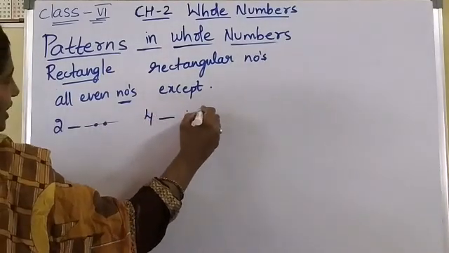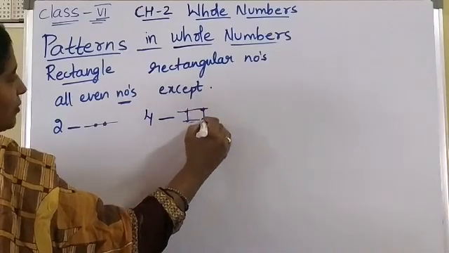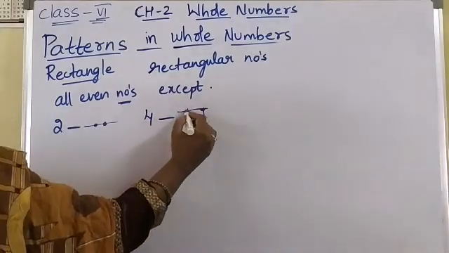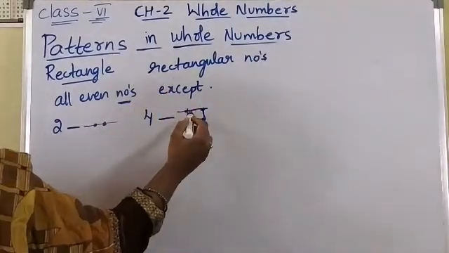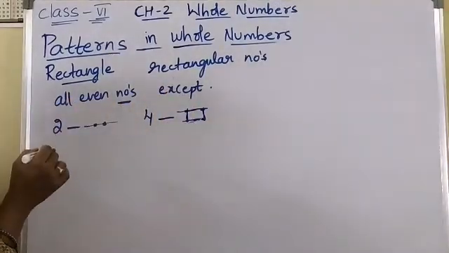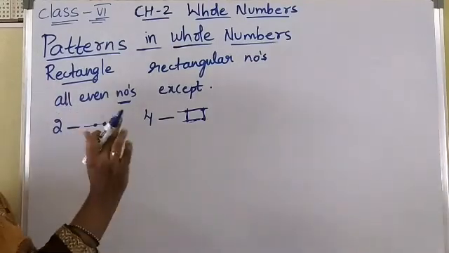Next, after that comes 4. See, 4 is a square number, okay. But when I join these dots, I will get the shape of a rectangle here. The rectangle is a closed figure with 4 sides. So, all square numbers can be taken as rectangular numbers. But all rectangular numbers cannot be taken as square numbers.